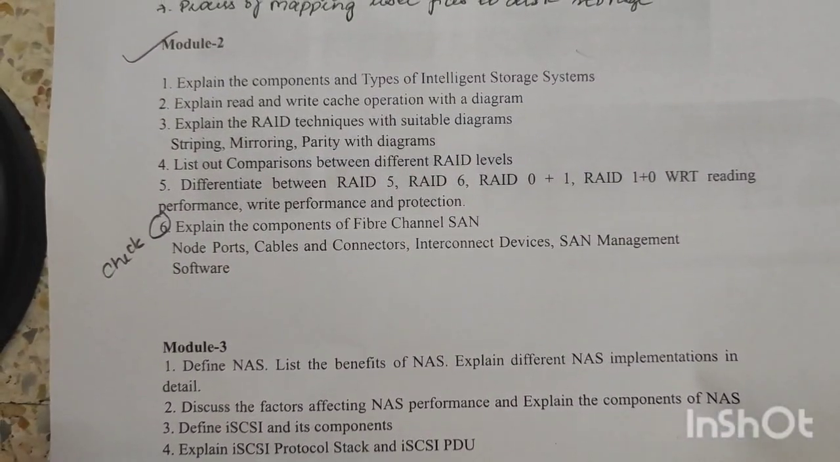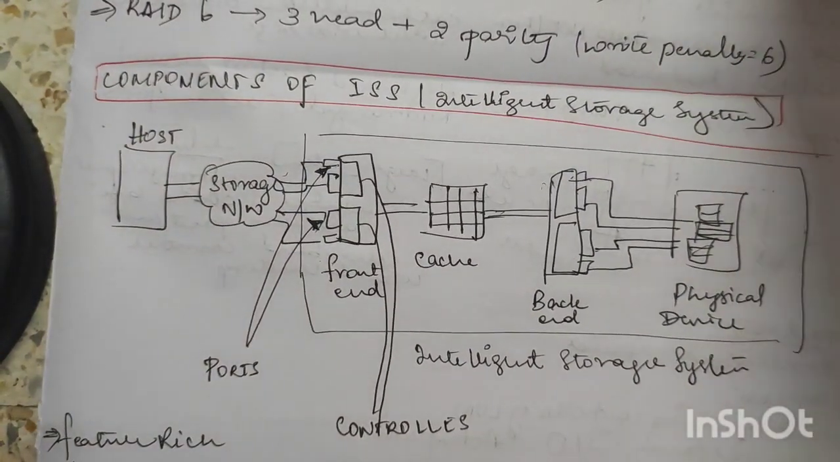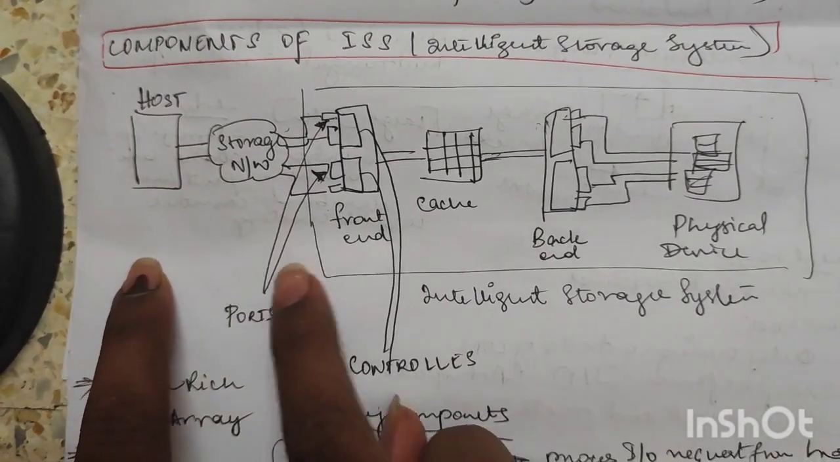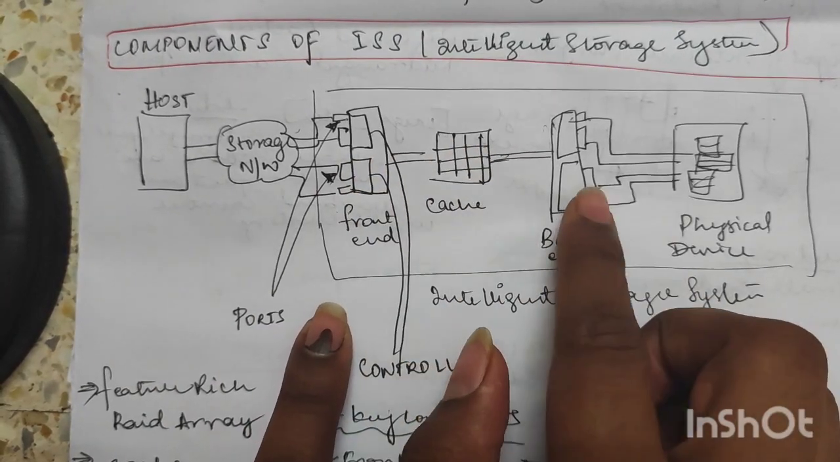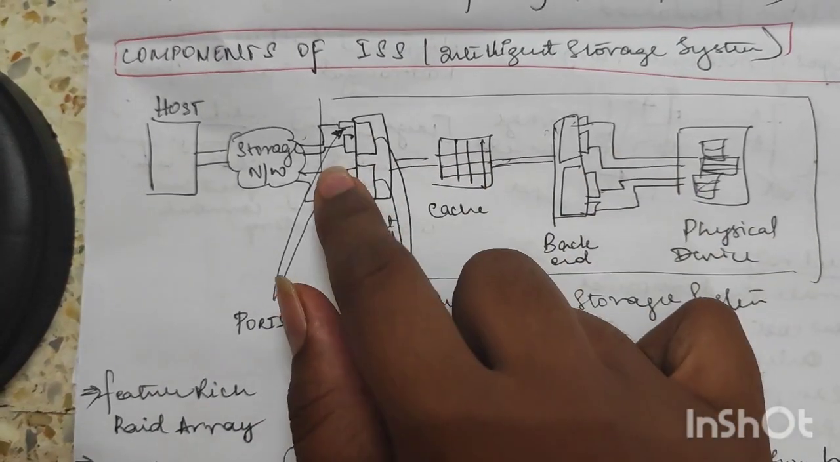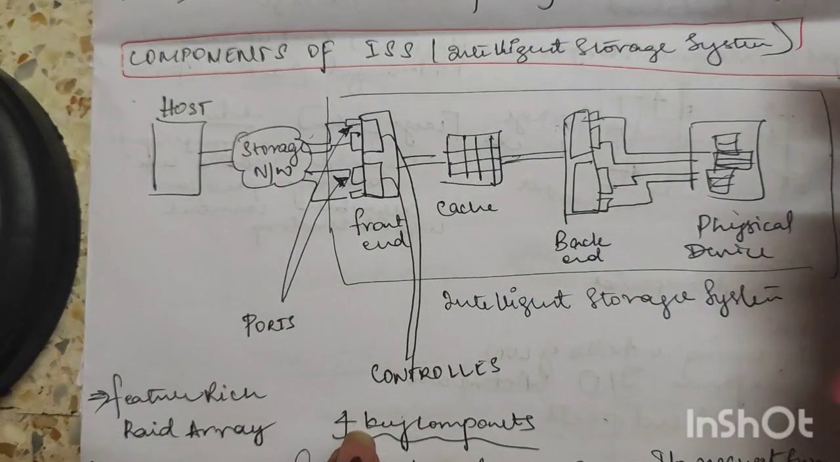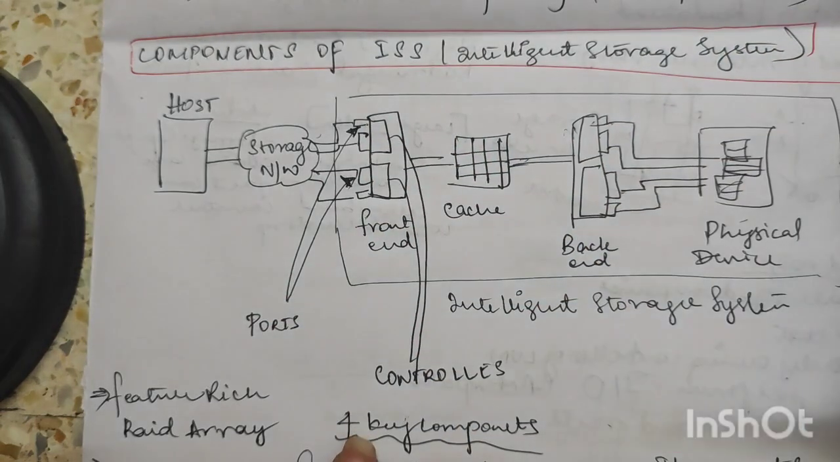For TI questions, the first one is components and types of intelligent systems. The components mainly are a host, a storage network, then a front end, cache, back end, and physical device. Front end has ports which are connected over here, so you use a port over here. These two are the controllers, and these are the ports which connect to your controllers.